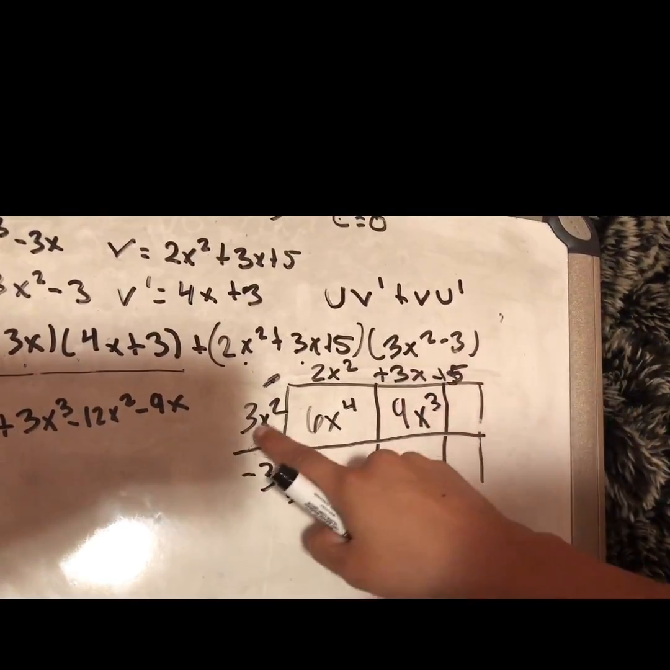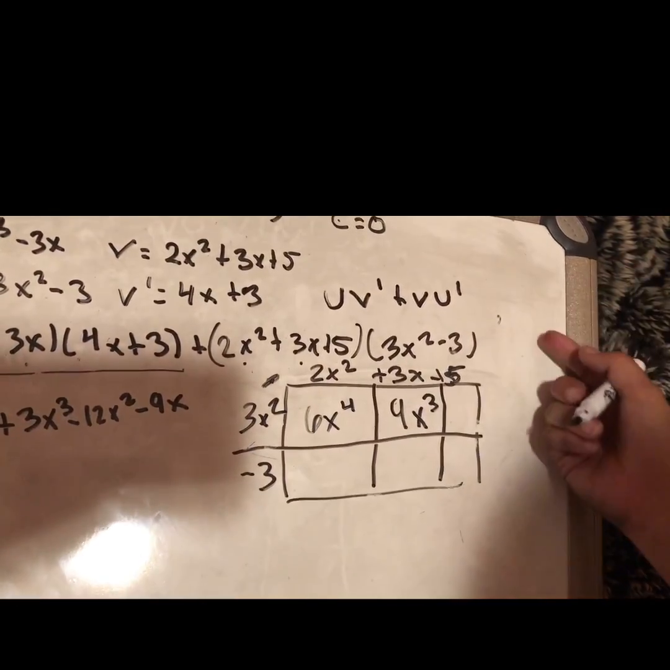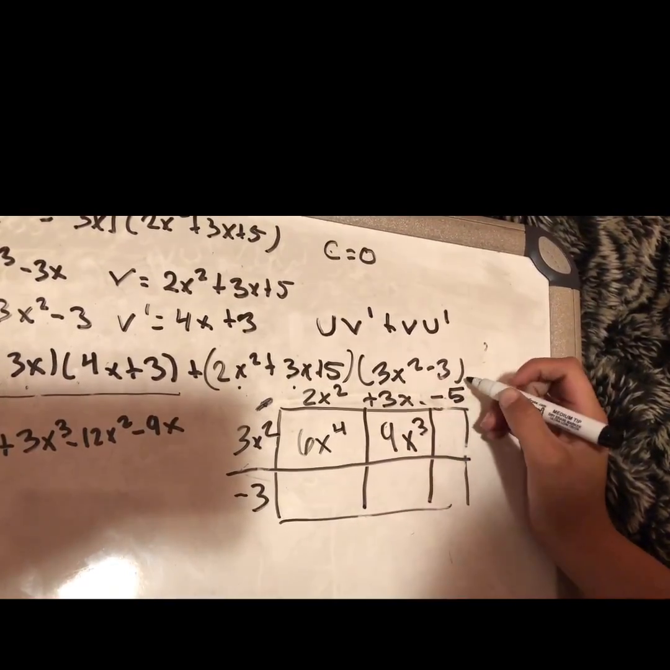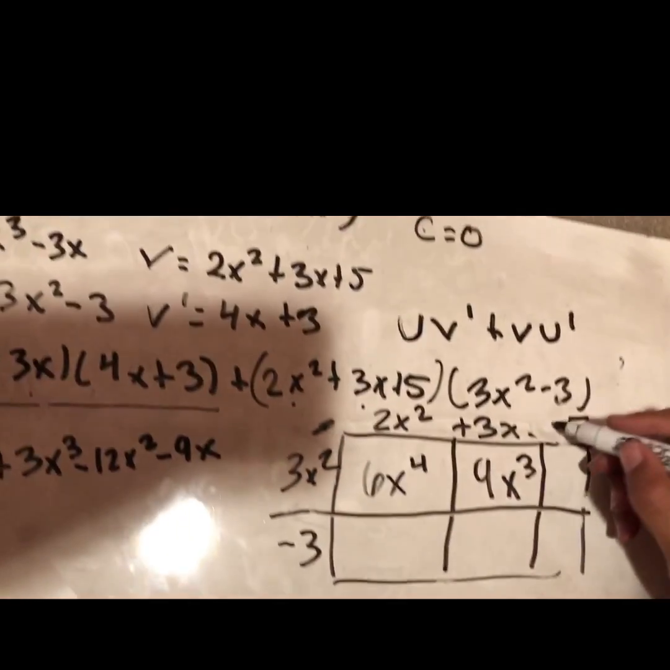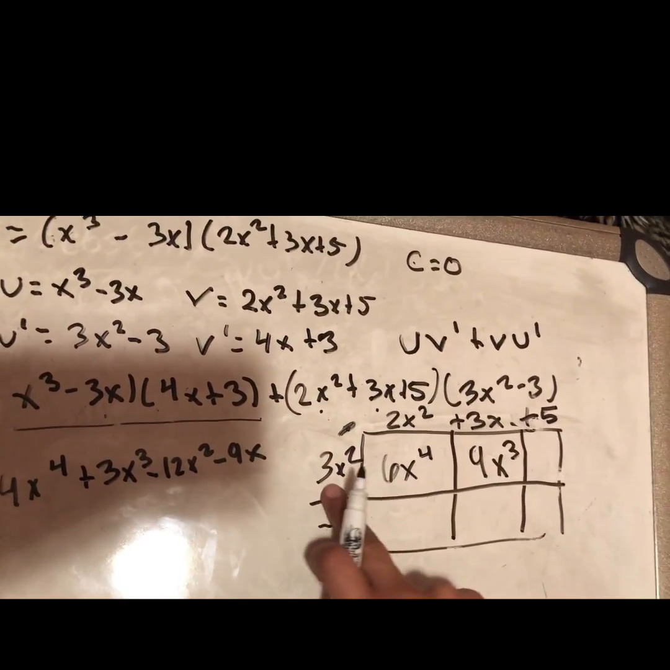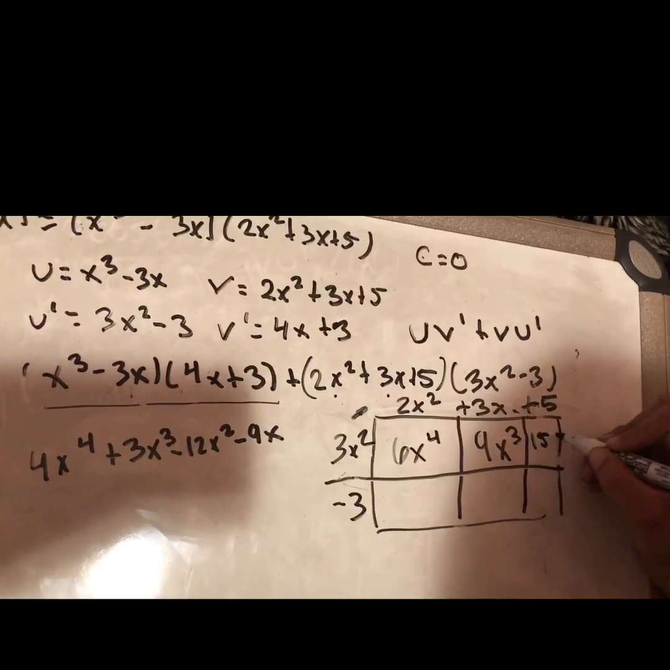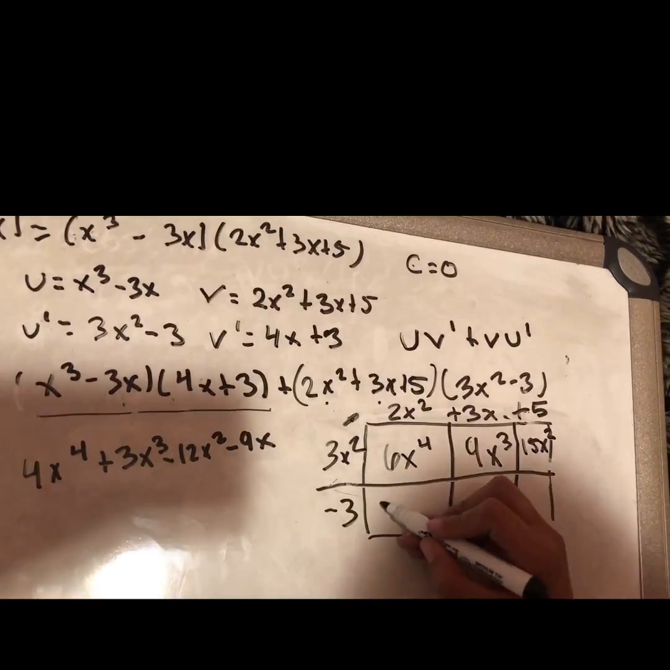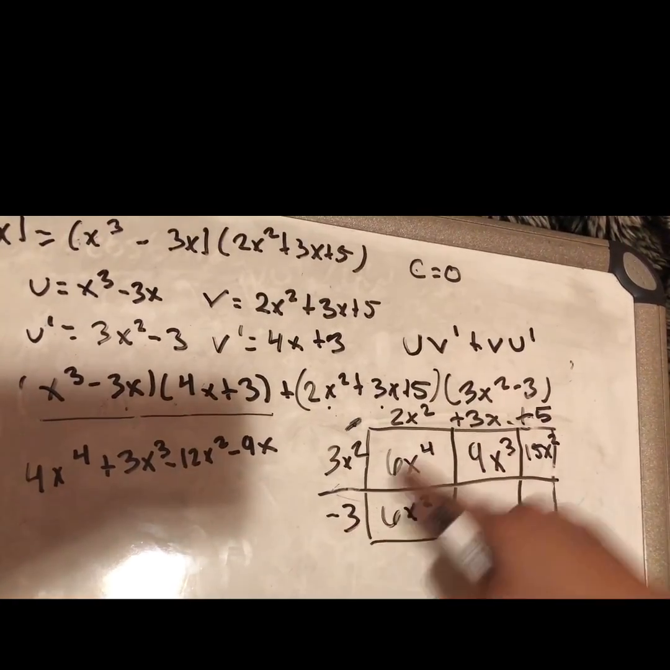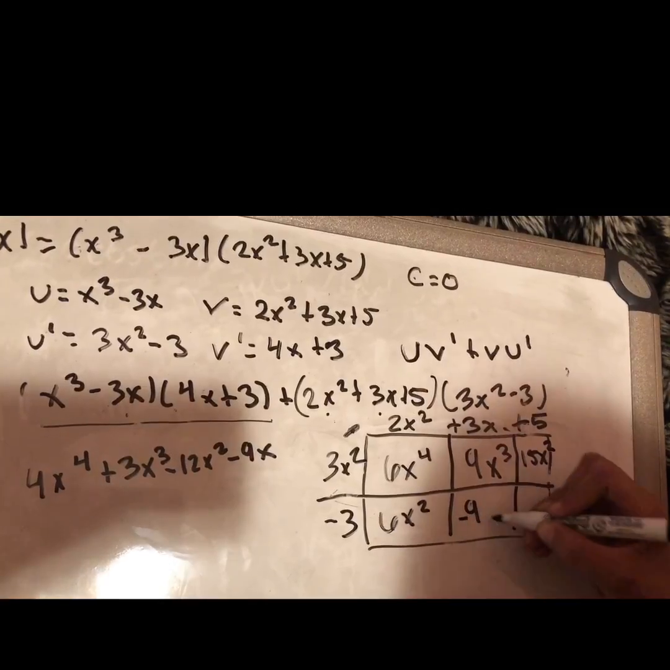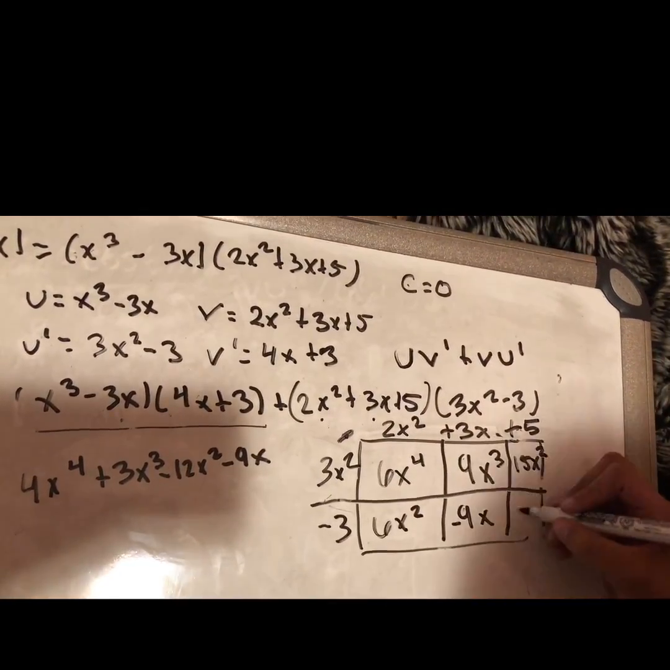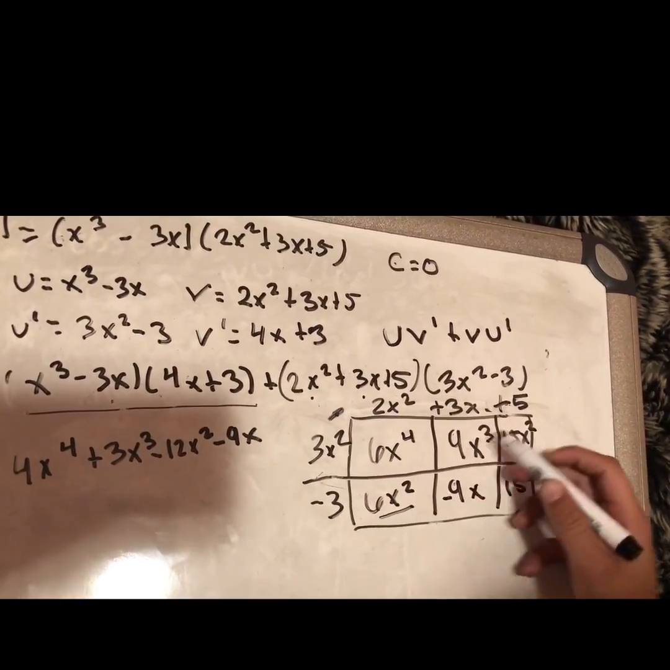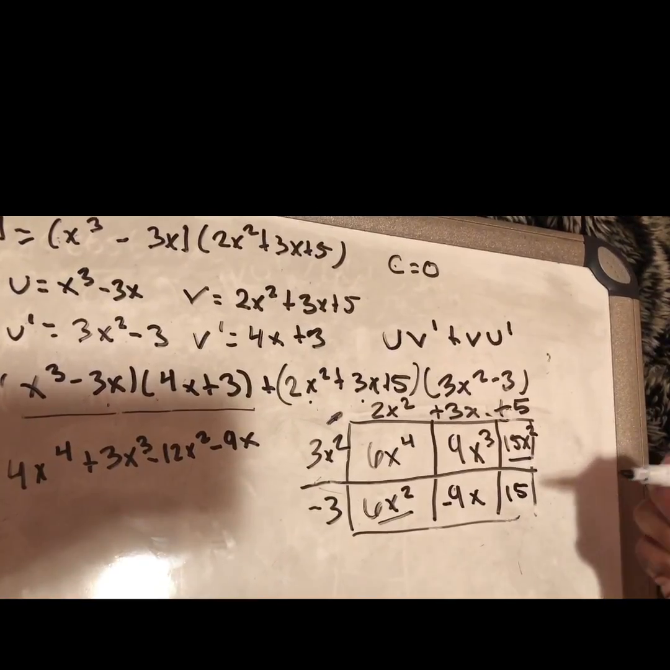So now what you would do is 3x squared times negative 5, plus 5 actually. So 5 times 3x squared is 15x squared. And you would do the same thing to the bottom. So negative 3 times 2x is negative 6x squared. Negative 3 times 3x is negative 9x. Negative 3 times 5 is negative 15. So you would combine the like terms. You only have 6x squared and 15x squared that are like terms.